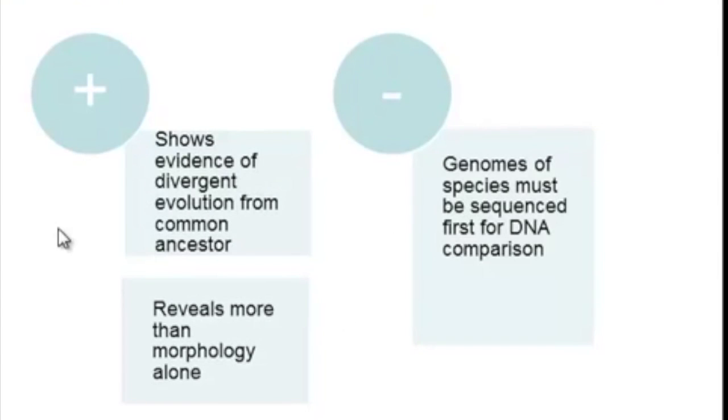Strengths here are similar to that of morphological evidence. They show divergence from the common ancestor, and it can be more precise and accurate than just looking at the morphology, the structures of an organism. However, keep in mind that if you're going to compare the DNA of different organisms, you first got to have the DNA samples, and you have to sequence them.